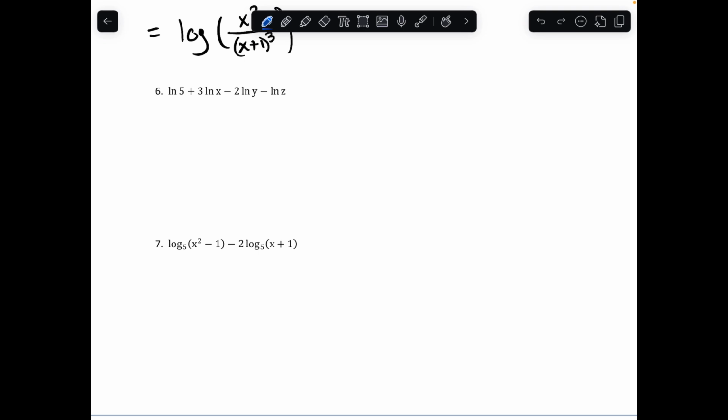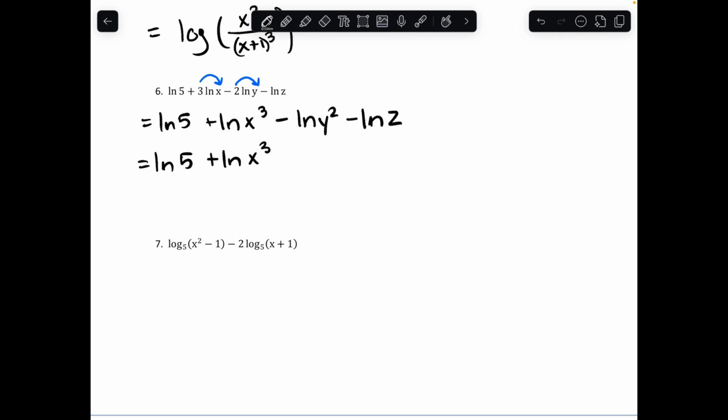Again, we see some constants out front that we can drag into our exponents. This then becomes natural log of 5 plus natural log of x cubed minus natural log of y squared minus natural log of z. Now from here, I notice that both of these have a minus sign, and so I can factor a negative out. So we get natural log of 5 plus natural log of x cubed, and then minus the quantity, natural log of y squared plus natural log of z.